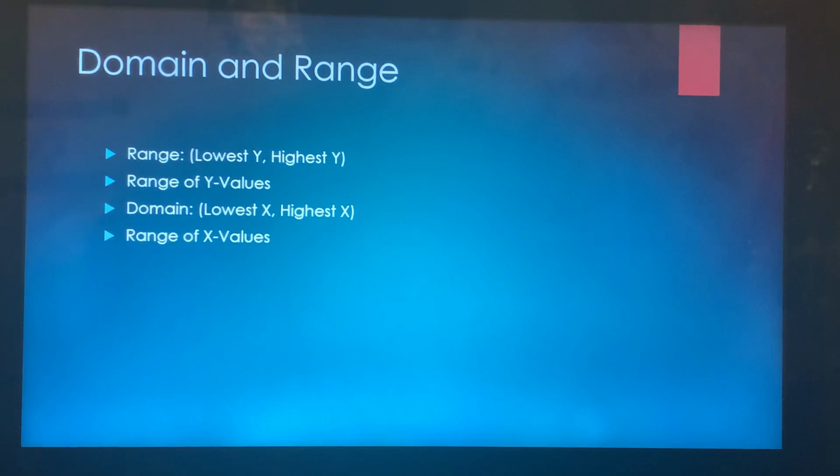Domain and range. Now, we have the range is the lowest y to the highest y. It's the range of all y's. The domain is the lowest x to the highest x. It's the range of all x's. Now, I forgot to write this down, but if it includes that number, you're going to write a bracket. If it excludes that number, like infinity or in a radical, you're going to write parentheses.